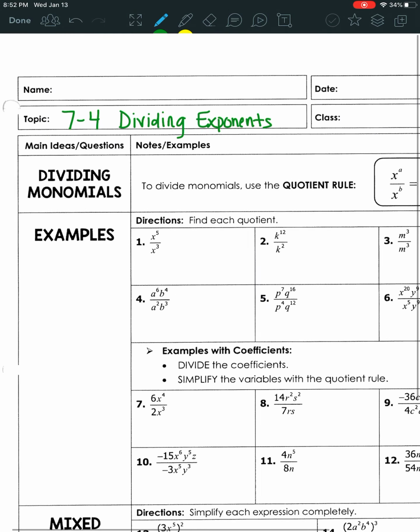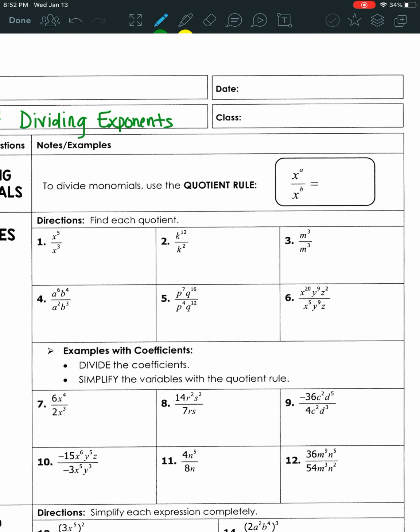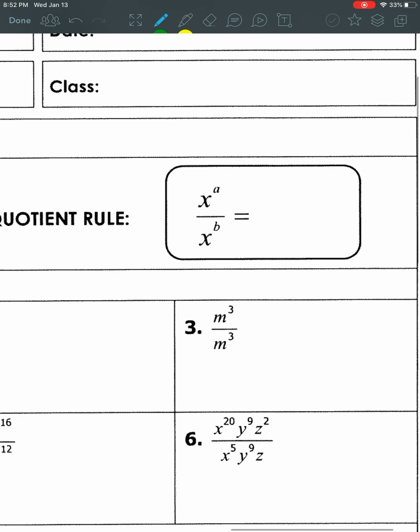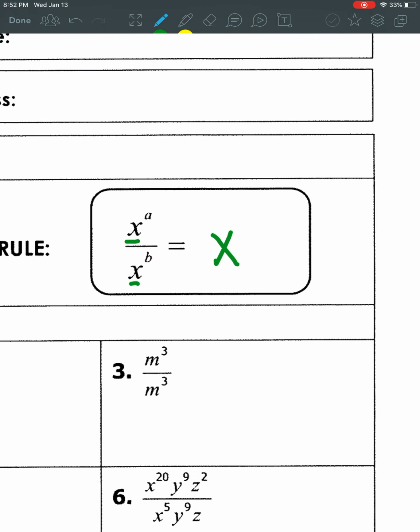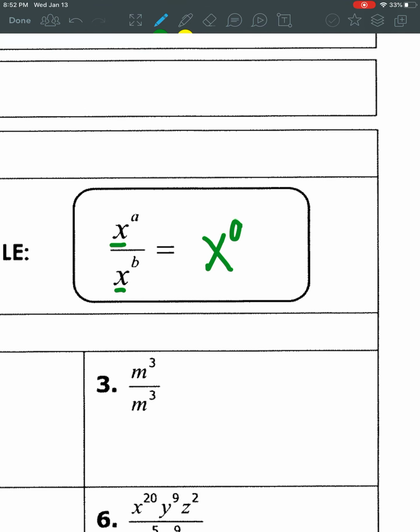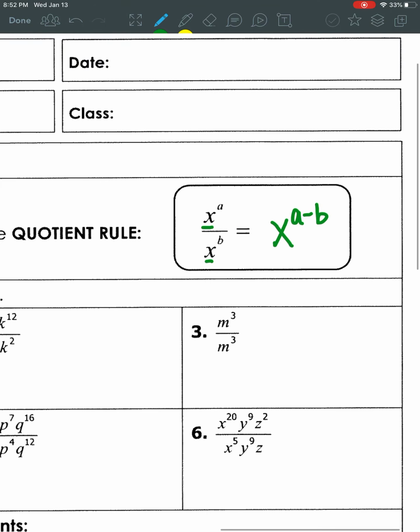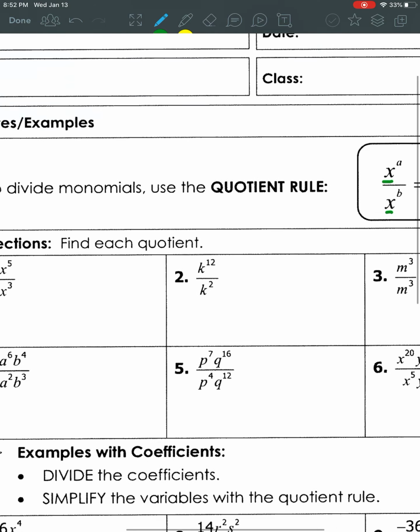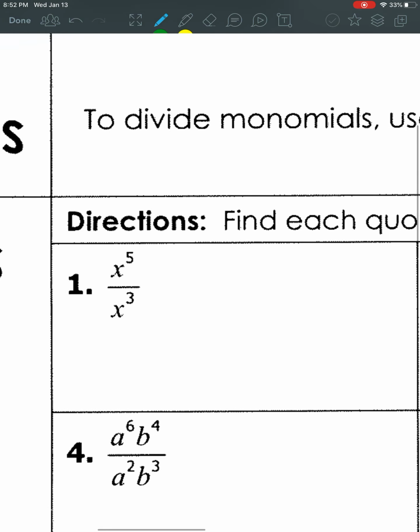So first of all, here is our quotient rule, quotient divide. So if we have, again, we have to have the same base. So x to the a power over x to the b power, same base. So we will keep the base, and then we will simply subtract the powers. So a minus b. Keep in mind, these would then have numbers.